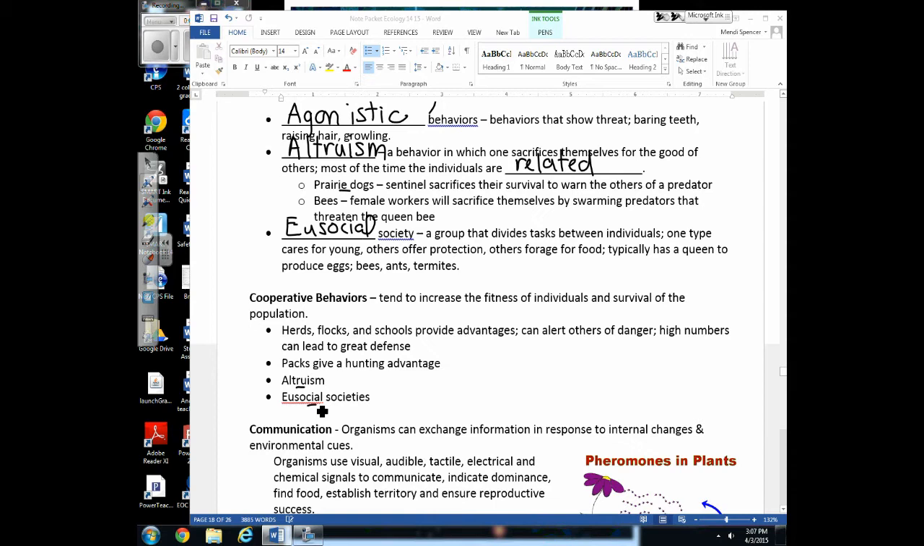In new social societies, there has to be cooperative behaviors for the good of the group. And so cooperative behaviors have come about due to natural selection because it actually increases the fitness of those individuals whenever there's cooperative behaviors. So when you have herds and flocks and schools of fish, there's advantages there. They can alert others. There's greater defense in large numbers, and it even gives them the ability to acquire food.